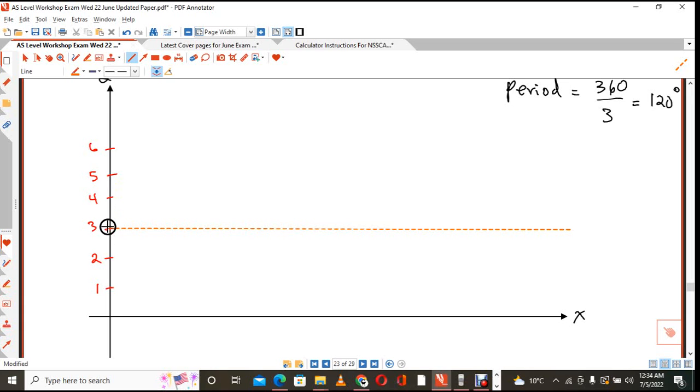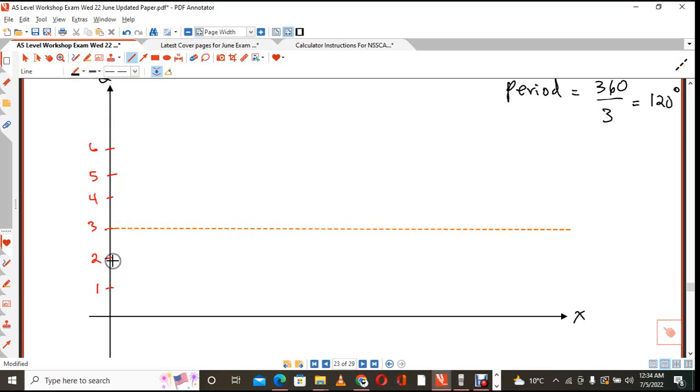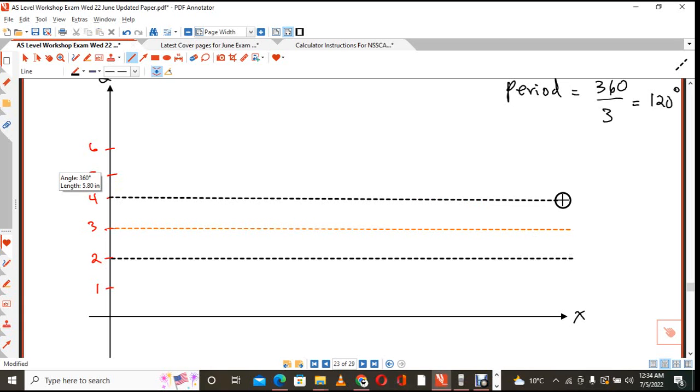My maximum is 4, my minimum is 2. So the graph, in fact, if I can just change it, my graph is going to oscillate between 2 and 4. So I'm just going to do that as well there and as well there. So use your ruler and you can do that.